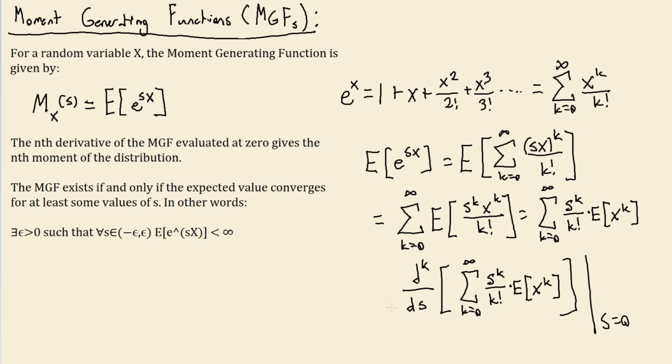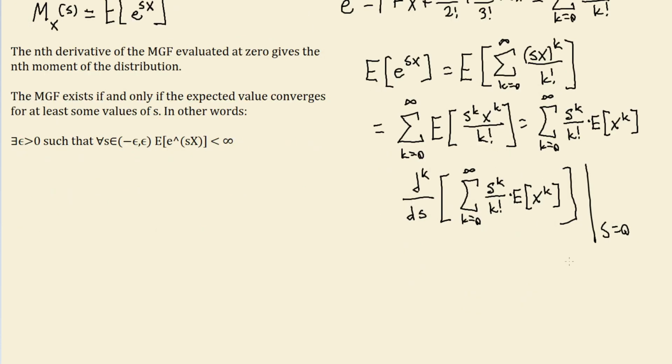And so if we take the kth derivative and evaluate it at s equals 0, every term before this kth term will go to 0, and every term after this kth term will go to 0, and we'll just be left with the expected value of x to the kth, which is the kth moment. And so that's how this function works. That's how we're getting the kth moment from this function.